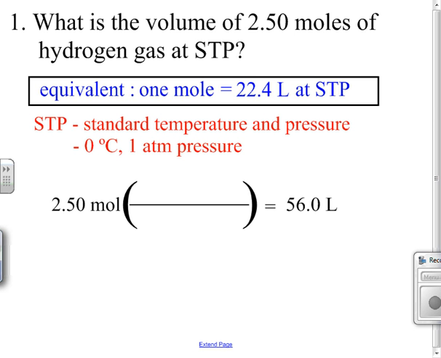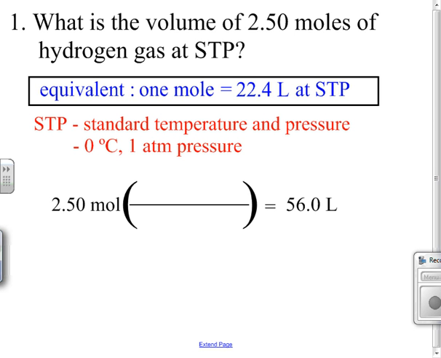Again, you need to know the equivalent is 1 mole is 22.4 liters at STP, where STP stands for standard temperature and pressure. Standard temperature is 0 degrees Celsius. Standard pressure is 1 atmosphere. Because gases change quite drastically with changes in temperature and pressure, we must have a standard set of conditions to compare different gases to.